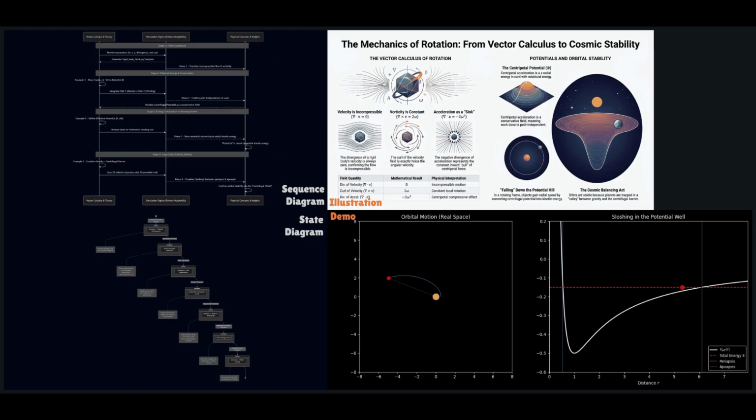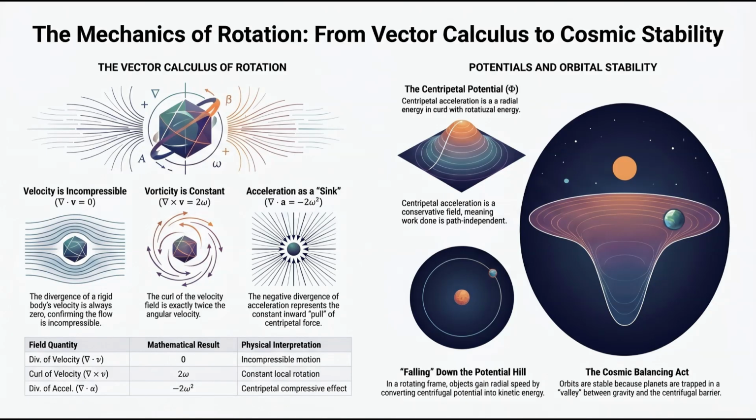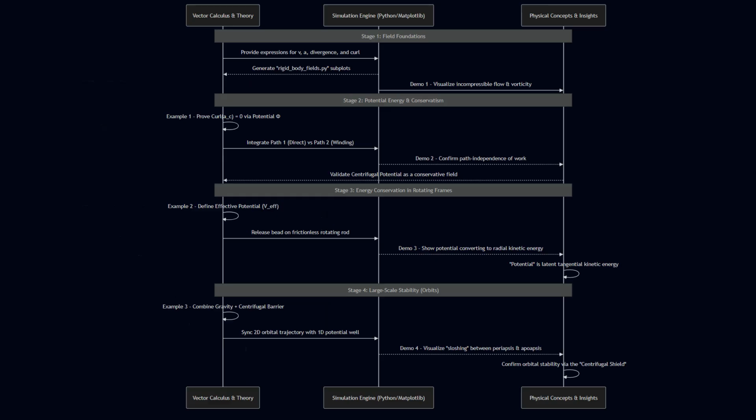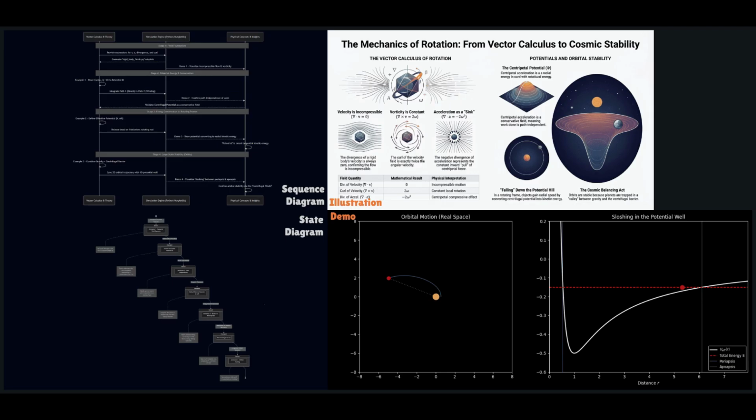From local motion to energy landscapes. The sheet explains how an object sliding on a rod is actually falling down a hill of stored rotational energy. This insight is what allows the learner to transition from watching a spinning bead to understanding the conservation of energy in a rotating frame.